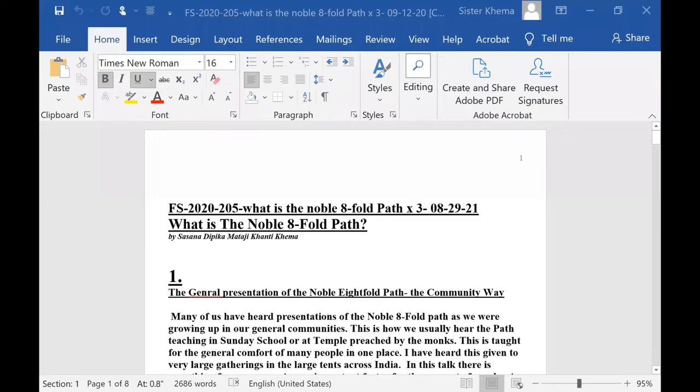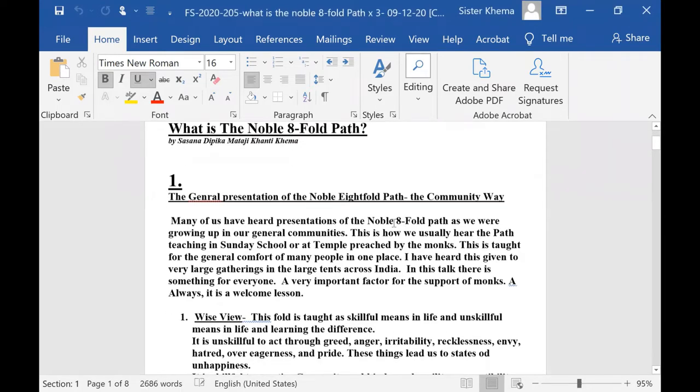So we call this, what is the Noble Eightfold Path times three? And basically, it's just what is the Noble Eightfold Path? But the times three is because there are three different ways of doing it. So first we have the word general there. The general presentation of the Noble Eightfold Path is the community way.